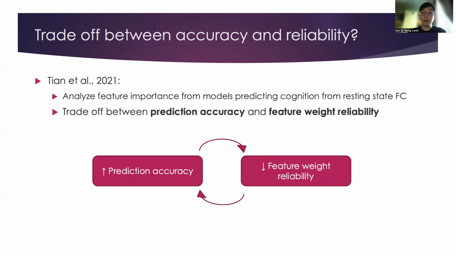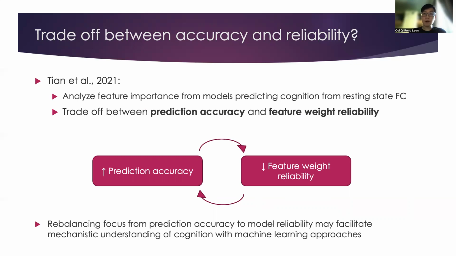A recent study by Tian looked at the reliability of feature importance in predictive models. They analyzed models predicting cognition from resting FC and found that feature importance had a poor reliability. Furthermore, they observed a trade-off between prediction accuracy and feature weight reliability. Therefore, they suggested that for predictive models, focusing on model reliability rather than prediction accuracy could facilitate better understanding of brain behavior associations instead. However, this trade-off between accuracy and generalizability didn't seem too intuitive to us, so we decided to investigate this issue further.